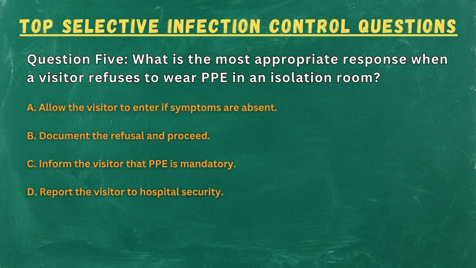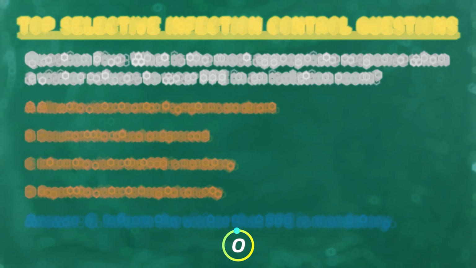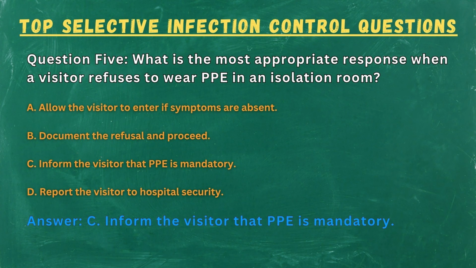Question 5. What is the most appropriate response when a visitor refuses to wear PPE in an isolation room? A. Allow the visitor to enter if symptoms are absent. B. Document the refusal and proceed. C. Inform the visitor that PPE is mandatory. D. Report the visitor to hospital security. Answer: C. Inform the visitor that PPE is mandatory.